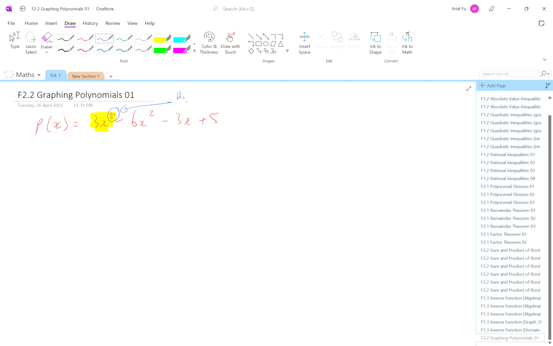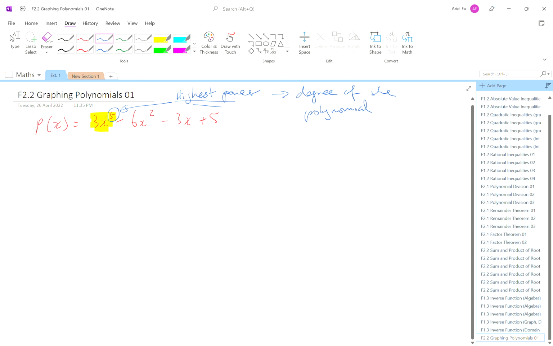So the one with the highest power. I don't really care about all the other powers. The highest power tells me the degree of the polynomial. So for example, this is a fifth degree polynomial. If the highest power is 4, it's a fourth degree polynomial, and so on.